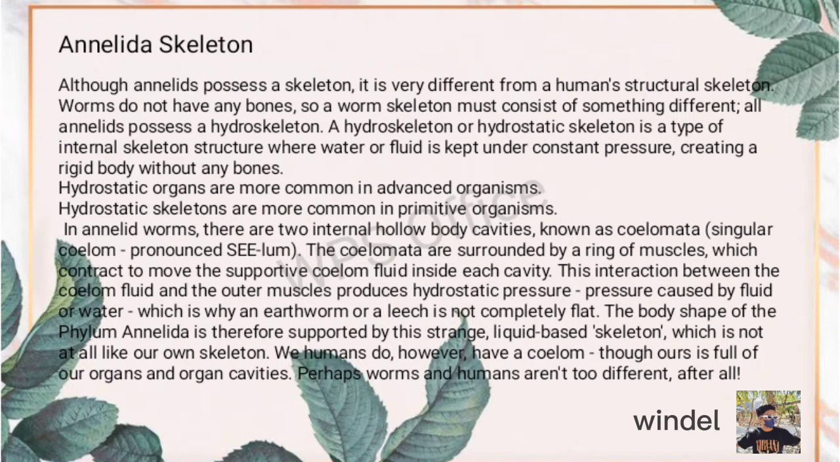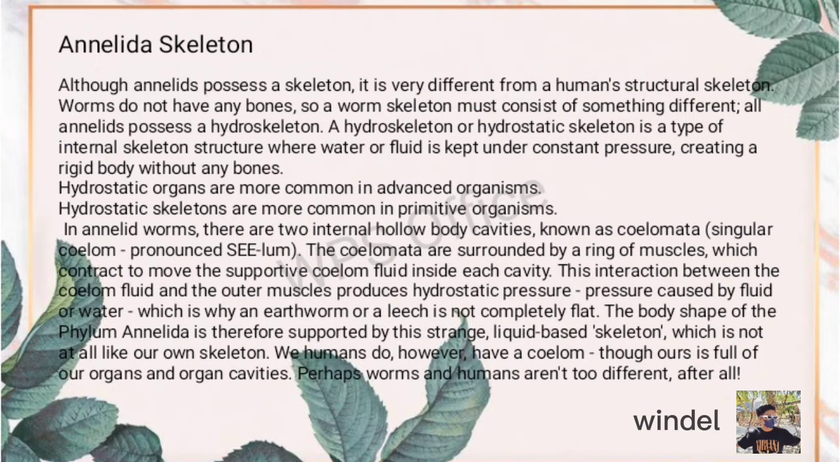Annelid worms have what is known as a hydrostatic skeleton or hydroskeleton. This kind of skeleton is based on the Greek root hydro, meaning water. A hydrostatic organ and the hydrostatic skeleton may have the same capabilities, but they are not the same. Hydrostatic organs are more common in advanced organisms, while hydrostatic skeletons are more common in primitive organisms. So what does a water-based or liquid-based skeleton look and behave like?